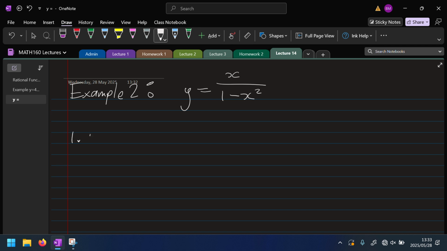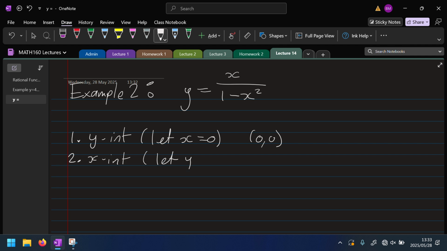Okay, so number 1, y-intercept. We let x be 0. If x is 0, y is 0, so we get 0, 0. Okay, that's our first point. Next, x-intercept. So now we let y be 0. If y is 0 on the left-hand side, then that must mean x is 0 on the other side. So again, we get 0, 0. Okay, so we still only have 1 point, but that's fine.